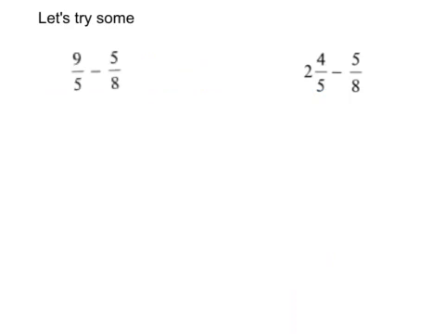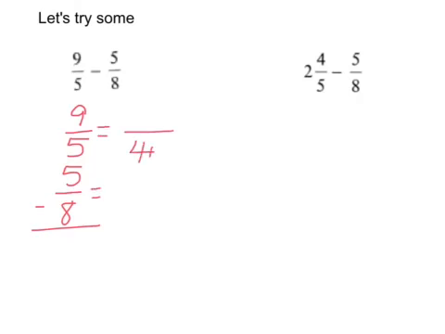The first thing I'm going to do on this first one is I'm going to rewrite these fractions vertically. So I've got 9/5 minus 5/8. Step number 1 is to get a common denominator. My common denominator that I'm going to pick here is 40. I multiply 5 times 8 to get 40, and 9 times 8 is 72. I multiply 8 times 5 to get 40, and 5 times 5 is 25.